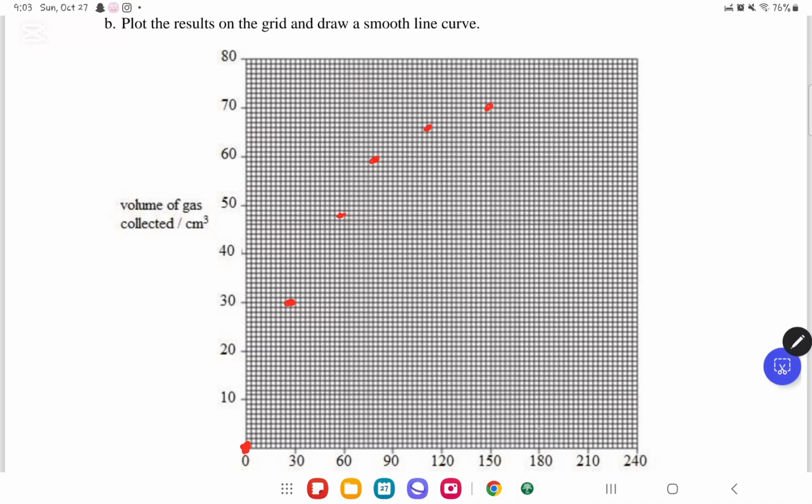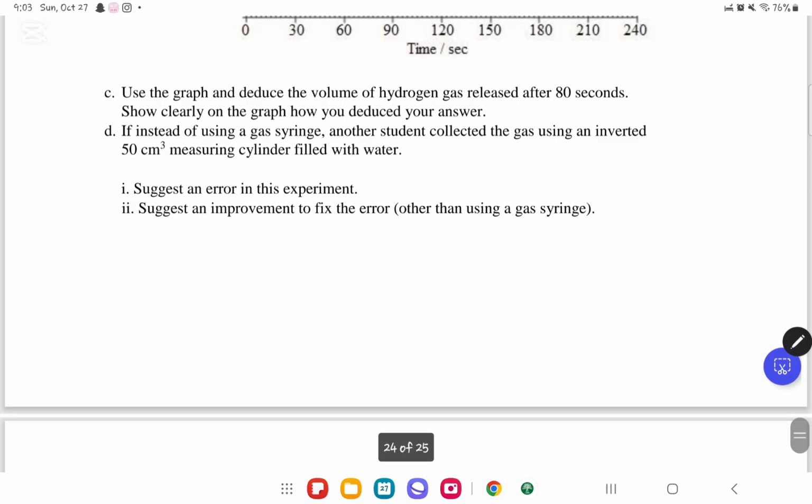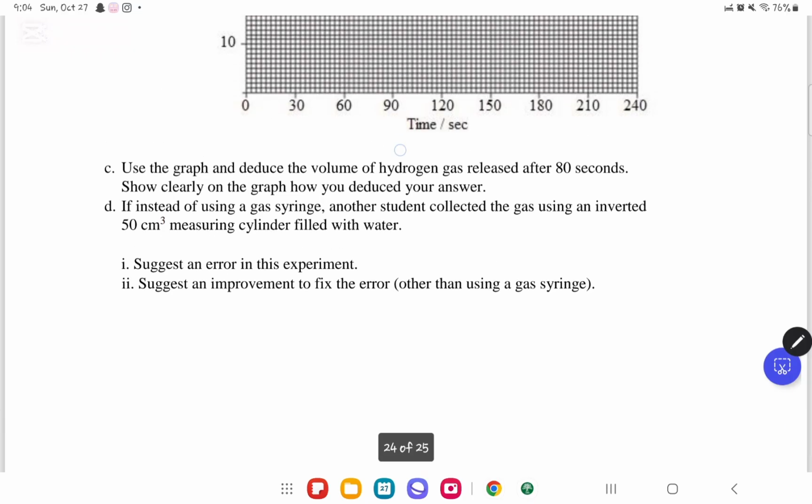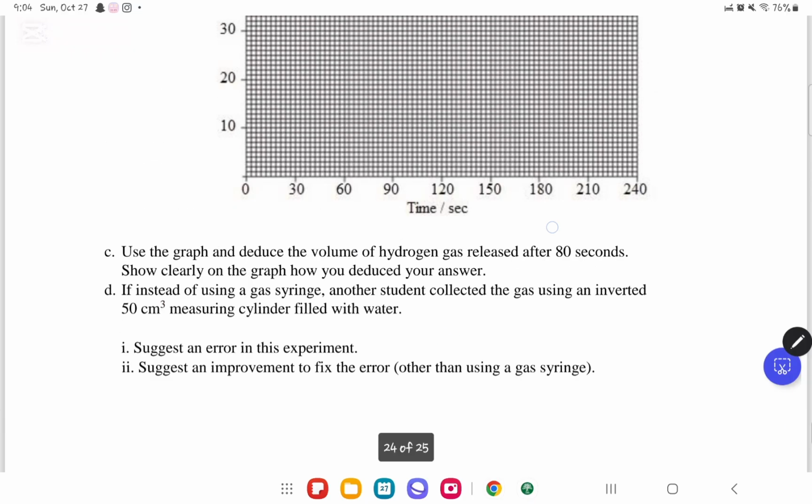Here, at 180 we collected 70. Then at 210 we also collected 70. So if we're going to connect our graph, it's going to look something like this. Now let's go down. They said use the graph and deduce the volume of hydrogen gas released after 80 seconds.